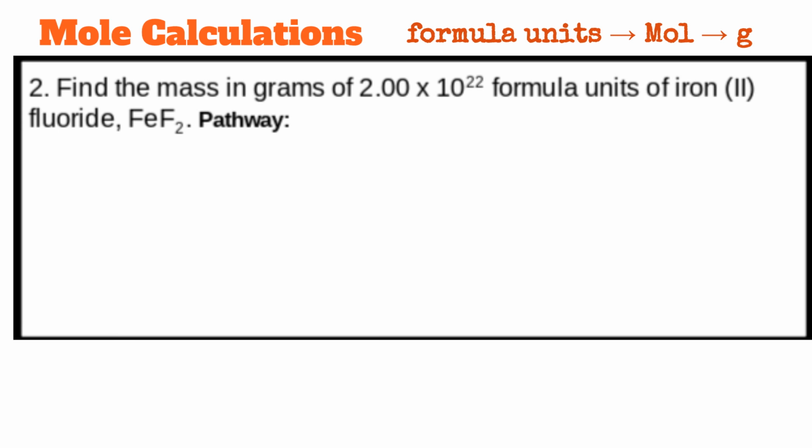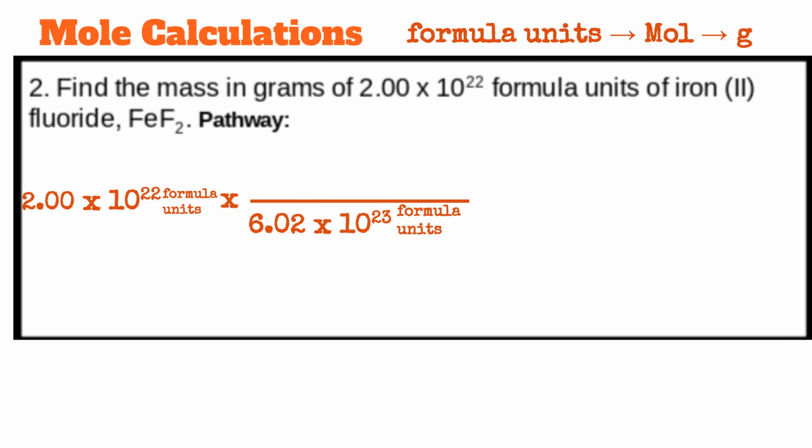So let's start off our problem. Let's write down what we're given, 2.00 times 10 to the 22 formula units, times in a line, because this is a conversion factor. And now we need to get rid of formula units, so we know that goes in the bottom of our conversion factor. And we're going to be converting those formula units to moles, so that goes on the top of our conversion factor. And we know that 1 mole is equivalent to 6.02 times 10 to the 23 formula units. So that goes on bottom, so we can cancel, and 1 mole on top.